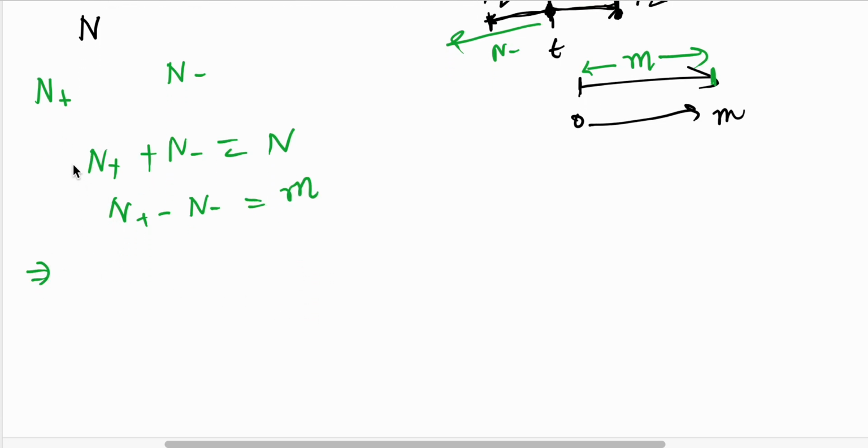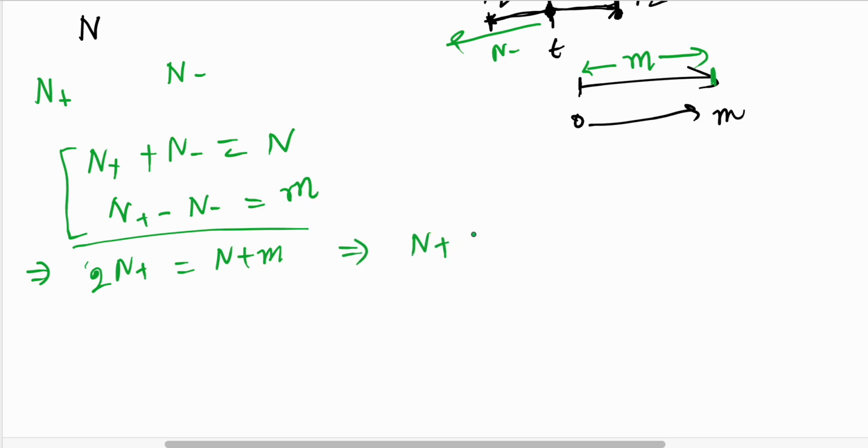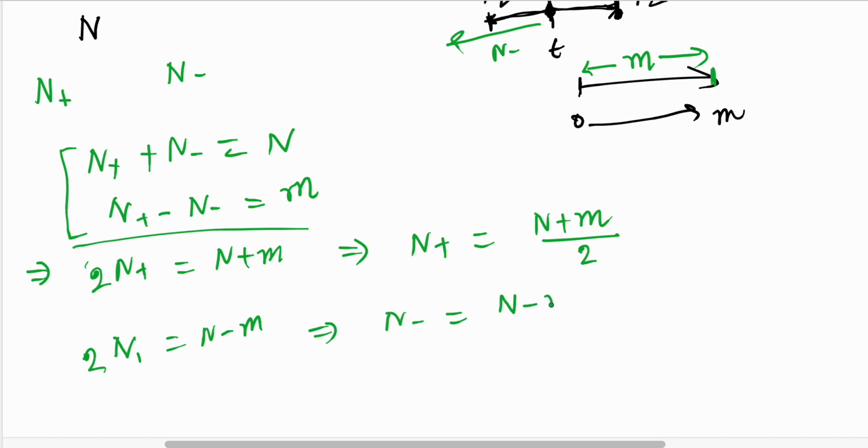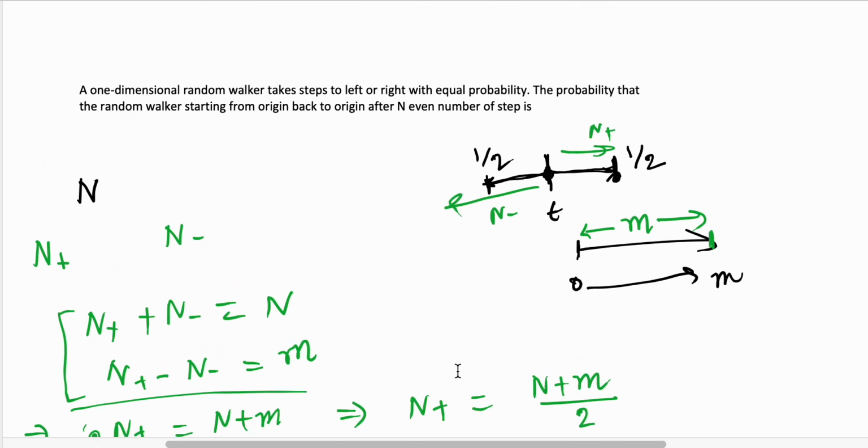Now if we solve these two equations, if we add them, what do we get? 2n plus is equal to n plus m, that means n plus will be (n plus m) by 2. Similarly, if we subtract these two equations, what do we get? 2n minus is equal to n minus m, that means n minus will be (n minus m) by 2. Okay, that's that.